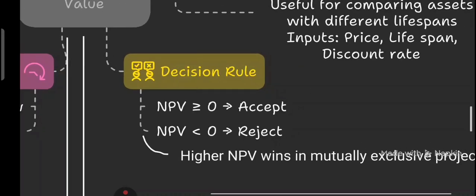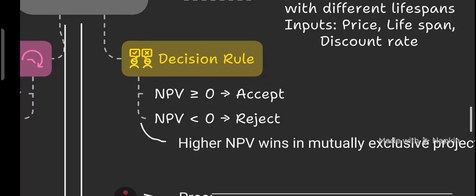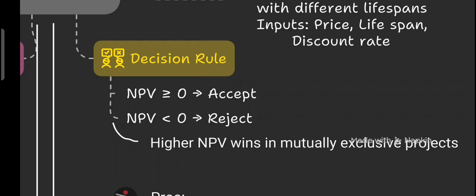So, simple rule: NPV greater than or equal to 0, we should accept it, the project creates value. If NPV is less than 0, we should walk away, it is not worth the risk. Among multiple projects, pick the one with the highest NPV. So highest NPV wins. This is the simple rule that we have to follow while going through the NPV, net present value.